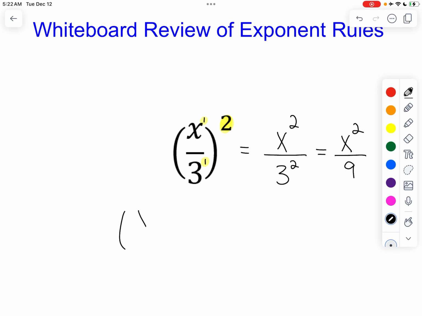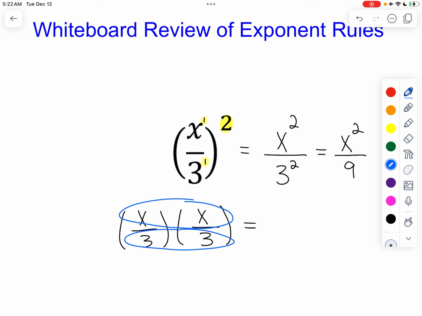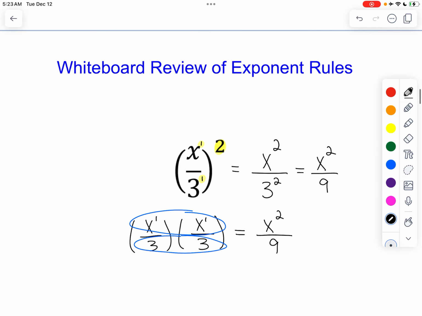Again, you could also think of this as x over 3 times x over 3. Now I'm multiplying again. Remember with fractions, you're multiplying the numerators, you're multiplying across with the denominators. So x times x would be x squared because I'm adding those exponents. 3 times 3 would be 9. So just another way to look at it.